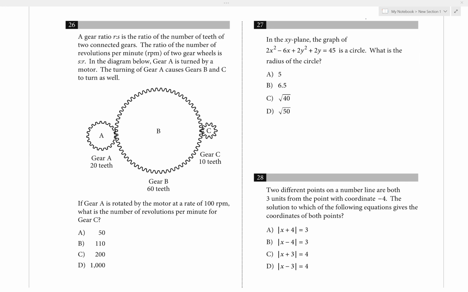All right. So it says if gear A is rotated by the motor at a rate of 100 RPM, what's the number of revolutions per minute for gear C? Okay. So we know from the picture that gear A has 20 teeth, gear B has 60 teeth, and then gear C has 10 teeth. Okay.